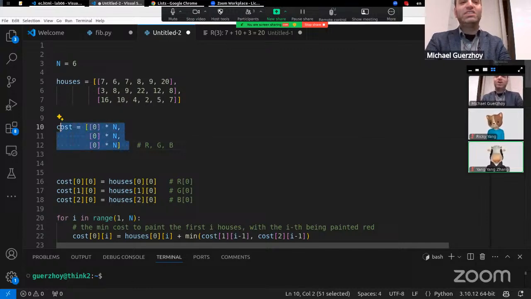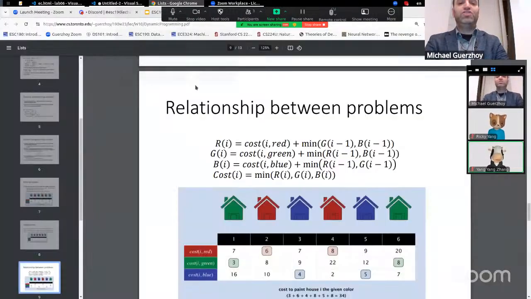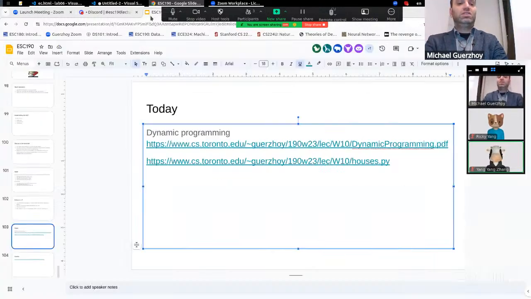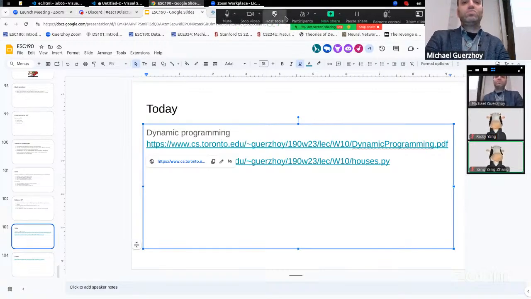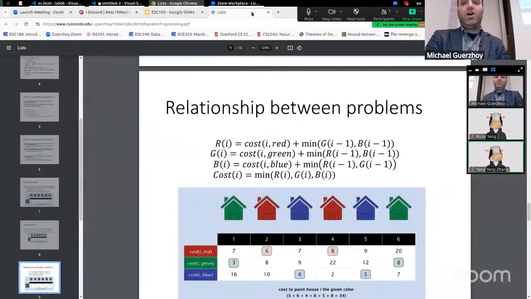Okay, so the cost array is just all zeros initially, right? So this is like R0, G0, B0, R1, G1, B1, and so on. The slides are linked here. So slide 103. Okay. So, all right. So this is this.